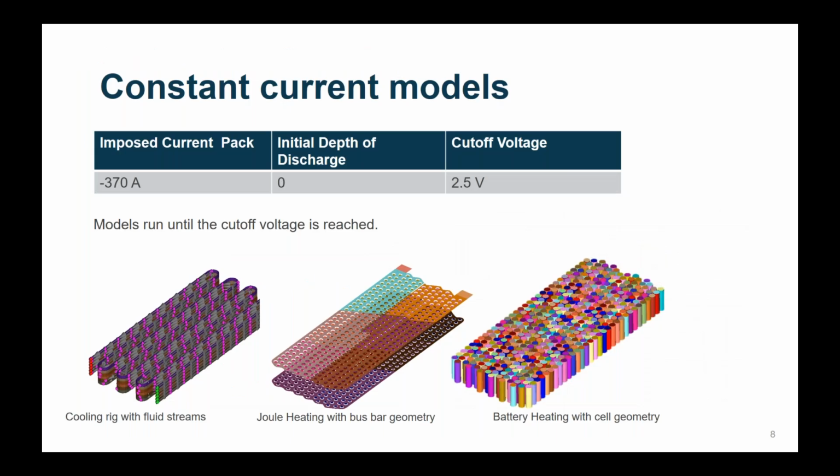So for the constant current discharge study, we've imposed a pack current of minus 370 amps, starting at full charge and going until a cutoff voltage of 2.5 volts. So the models are all run until that cutoff voltage is reached. And we have the cooling rig with fluid streams, the Joule heating in the bus bar geometry, and the battery heating in the cell geometry included in the same model.